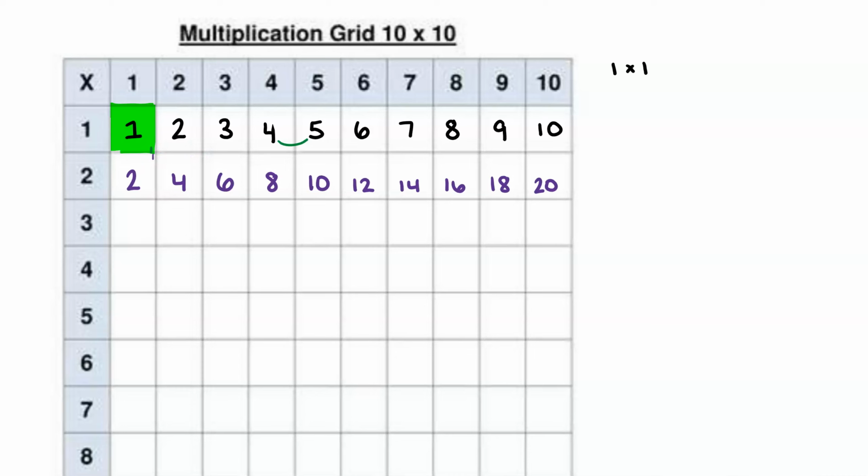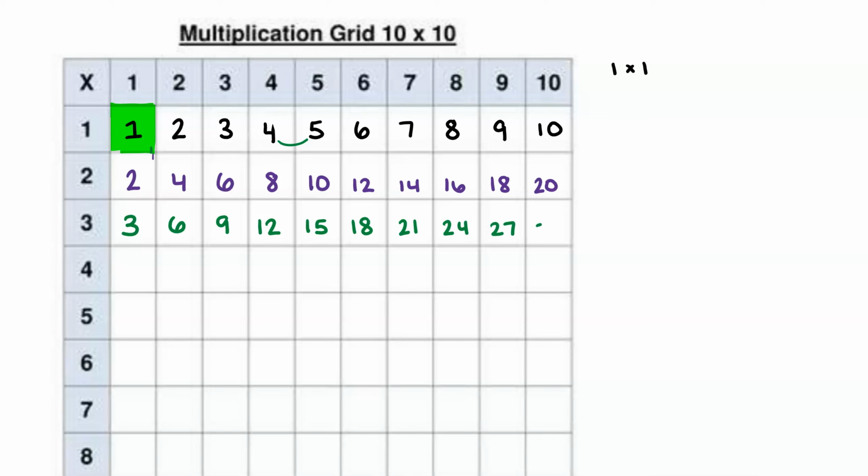Okay, let's try the next row. So 3 times 1, so there's 3 rows with 1 each. So that would make 3. 3 rows with 2 each would make 6. 3 rows with 3 each would make 9. 3 rows with 4 each would make 12. 3 rows with 5 each would make 15. 3 rows with 6 each would make 18. 3 rows with 7 would make 21. 3 rows with 8 would make 24. 3 rows with 9 would make 27.